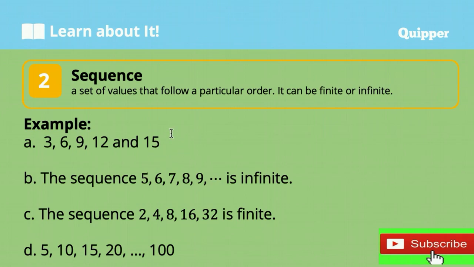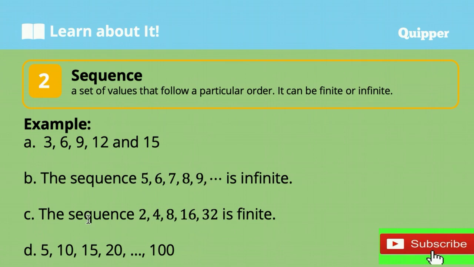Now, this type of sequence is finite because we can count the number of elements here. We only have 3, 6, 9, 12, and 15. It has an end term which is 15. Another example is the sequence 5, 6, 7, 8, 9, and so on. So there is an ellipsis symbol here. It means that there are more elements after 9. And we cannot count that anymore because it goes to positive infinity. Therefore, this sequence is an infinite sequence.